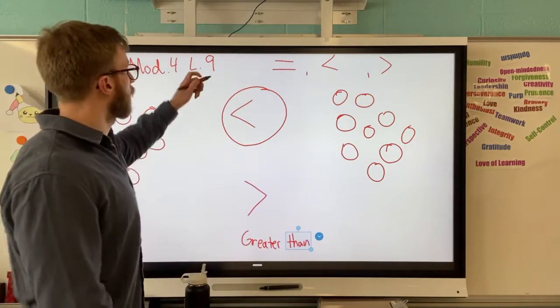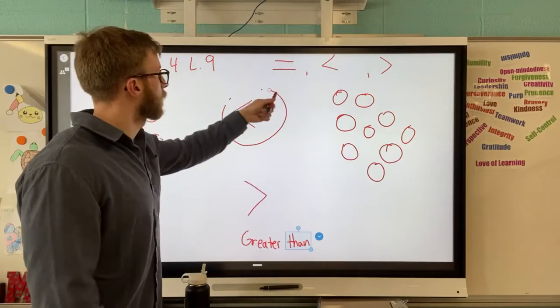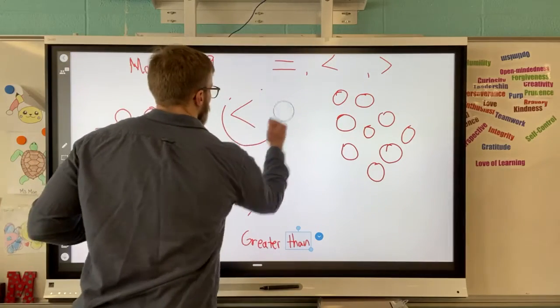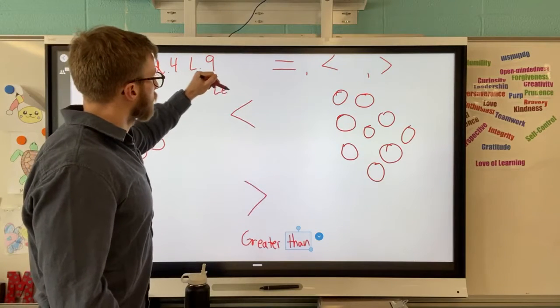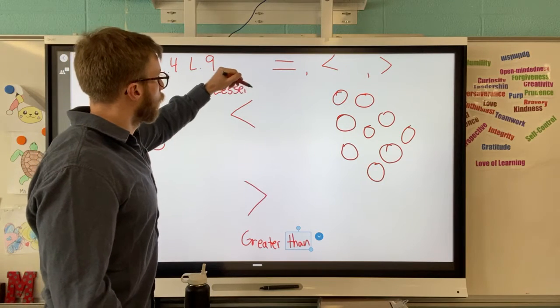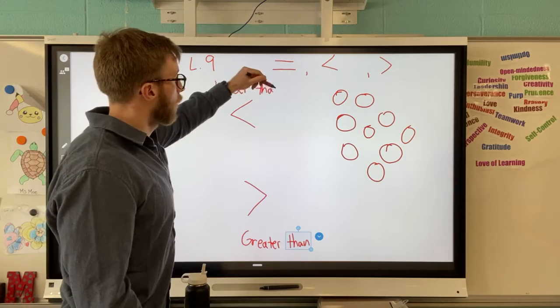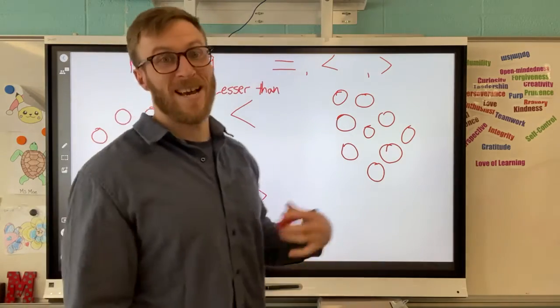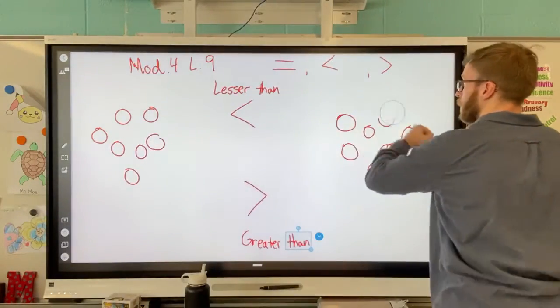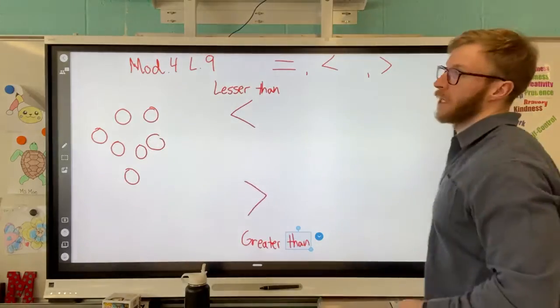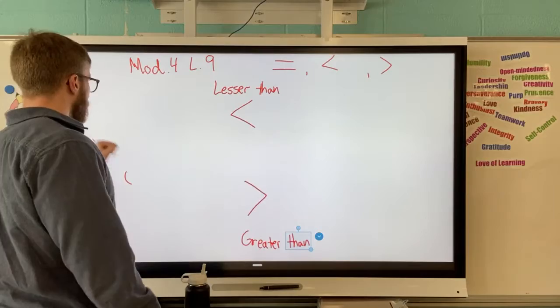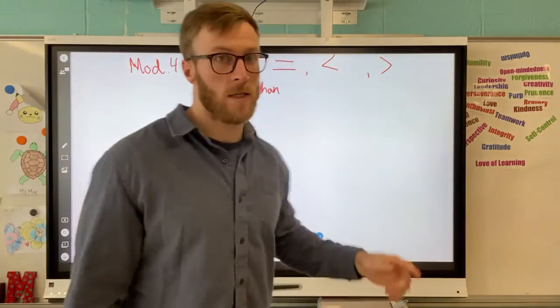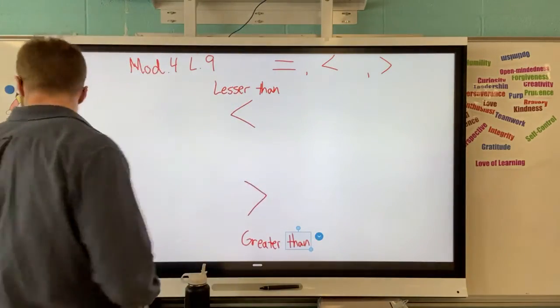I'll write less than up above this one. So we know that because we just did a couple of these problems with pictures, but we're not always going to have the pictures. We're going to have just numbers. So now I'm going to put some numbers up here, and I want you guys to write the numbers on your board or your piece of paper, and then in between them, you're going to write the less than sign or greater than sign.